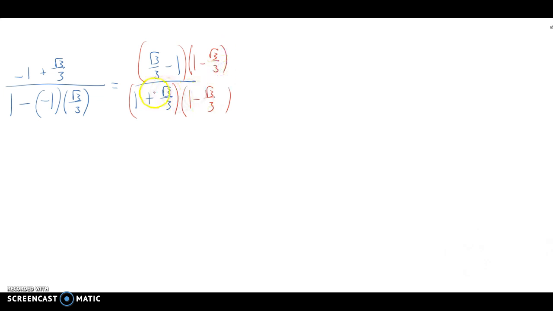When we multiply this, 1 times 1 is 1. 1 times negative root 3 over 3 is negative root 3 over 3. Root 3 over 3 times 1 is positive root 3 over 3. And then at the end, take the root 3 over 3 times negative root 3 over 3, that's minus 3 over 9. Those cancel out. 1 minus 3/9. It'd be like 1 minus 1/3, which would be 2/3.